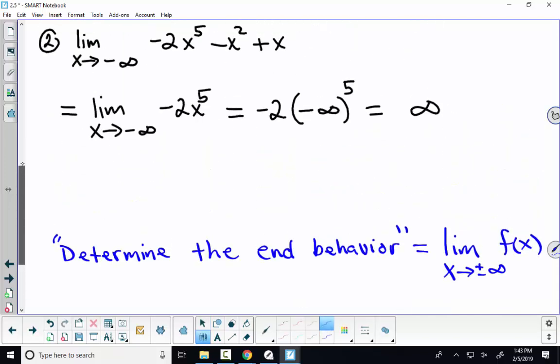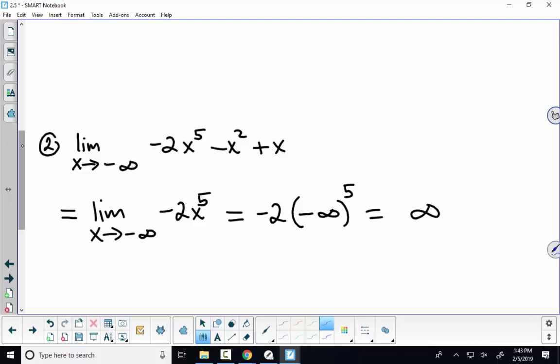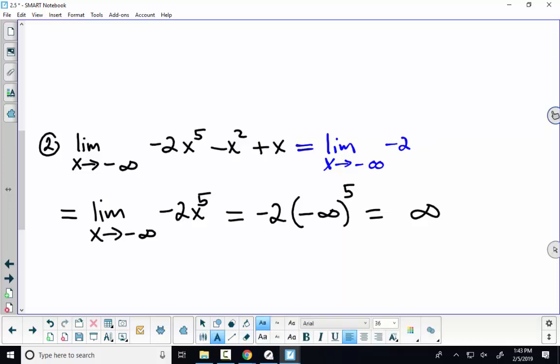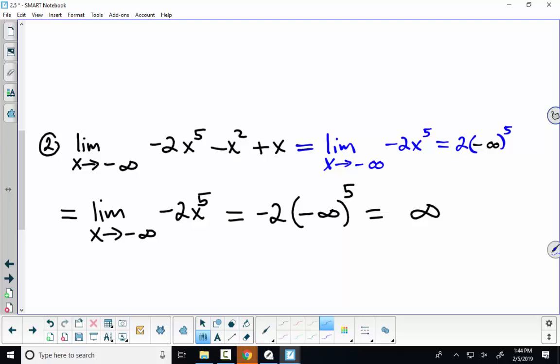Okay, so x approaching negative infinity on, again, another polynomial function. All we have to do is look at its leading term. So that's equivalent to computing the limit as x approaches negative infinity of negative 2x to the fifth. So we're plugging a negative infinity in for x, I guess. That's how we're thinking of it anyways.